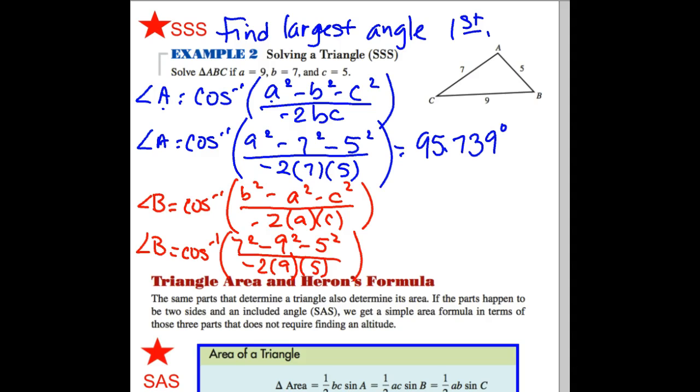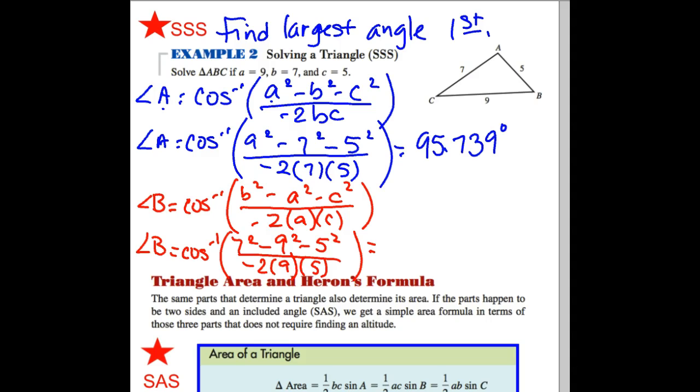And if you had typed that whole calculation in as one step for finding angle A, you could recall it and just tweak a couple of the numbers. Okay, it'll save you some time.